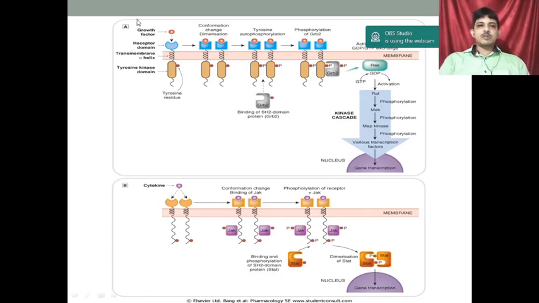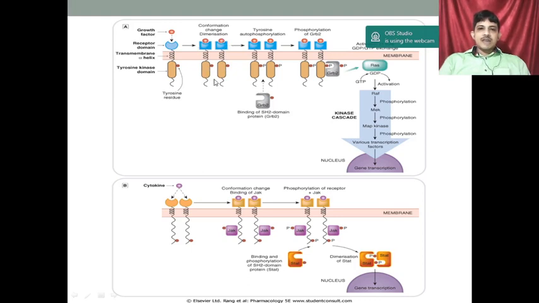First we'll discuss the growth factor. The growth factor binds to the growth factor receptor, which is the enzyme linked receptor. This is the intracellular domain, and this is the extracellular domain. In the extracellular domain, the endogenous substance or ligand binds. These two parts are linked by the transmembrane helix. This is the tyrosine kinase domain, and this is the tyrosine residue. Whenever the growth factor comes and binds, there is a conformation change, or dimerization.